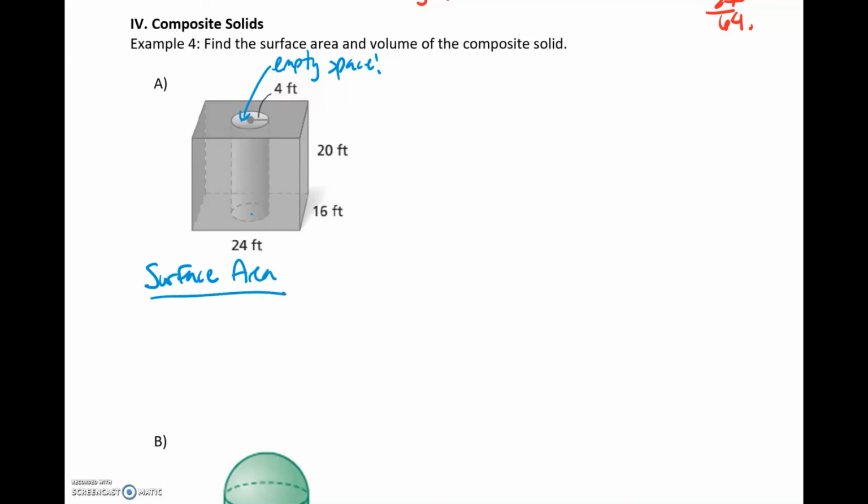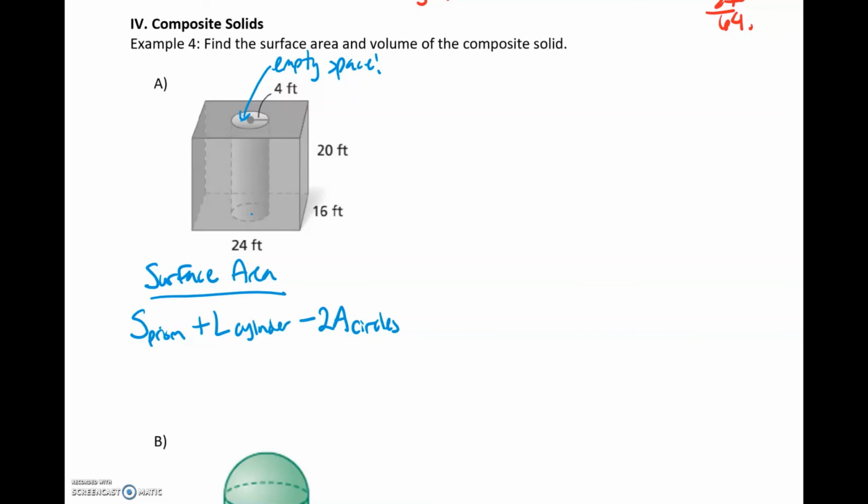And in this case, what we're going to do is find the surface area of the prism, add the lateral area of the cylinder, because remember, that's the curved tunnel inside, but we need to take away two areas of circles, right? Because we have to be able to get into that shape. So that's the plan for part A for surface area.